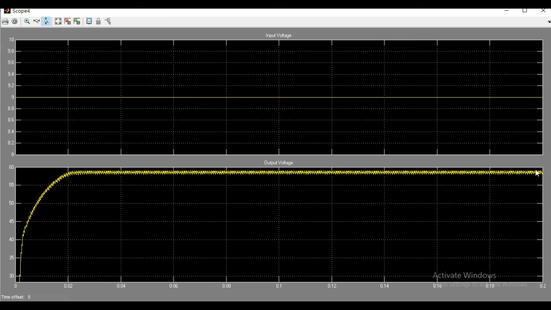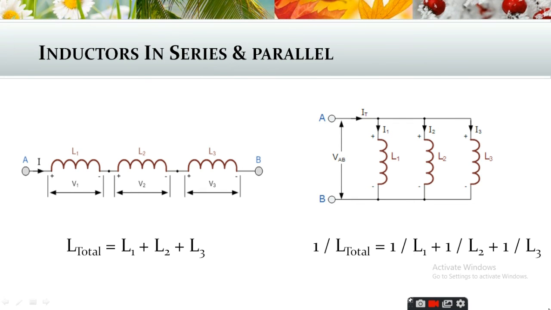On simulating this circuit, I found that the output voltage is greater than the input voltage by selecting the proper inductor value. Inductors can be connected in series and parallel. When the inductors are connected in series, the equivalent inductance is L1 plus L2 plus L3. When the inductors are connected in parallel, the equivalent inductance is 1 divided by the sum of 1 by L1 plus 1 by L2 plus 1 by L3.